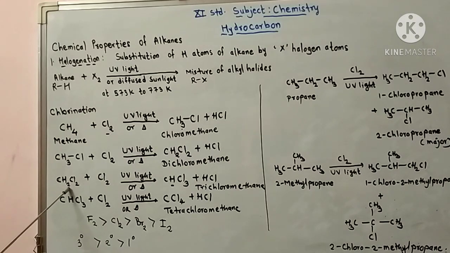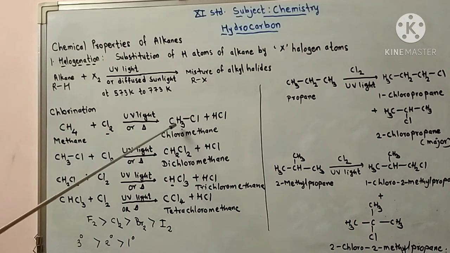One hydrogen atom is replaced by chlorine, so we get the formula CHCl3. The IUPAC name is trichloromethane. It further reacts with the next molecule of chlorine in the same reaction conditions. Here another hydrogen atom is replaced by a chlorine atom. Therefore the formula we get is CCl4 plus HCl. CCl4, that is tetrachloromethane, is obtained.